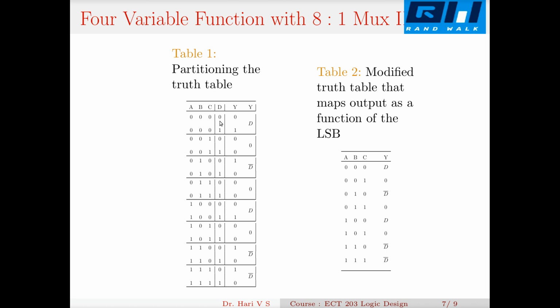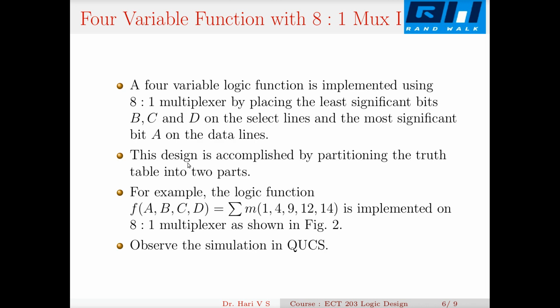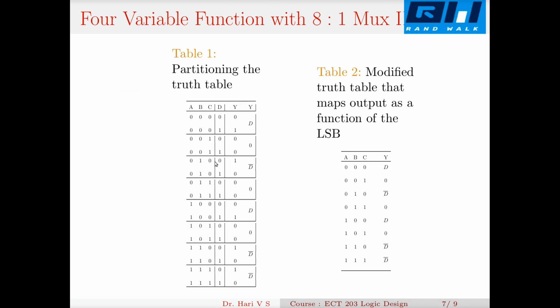Now look at this truth table. The input combinations run from 0 0 0 0 up to 1 1 1 1. The output is 1 for 1, 4, 9, 12, and 14. For these values it is 1, otherwise it is a 0.